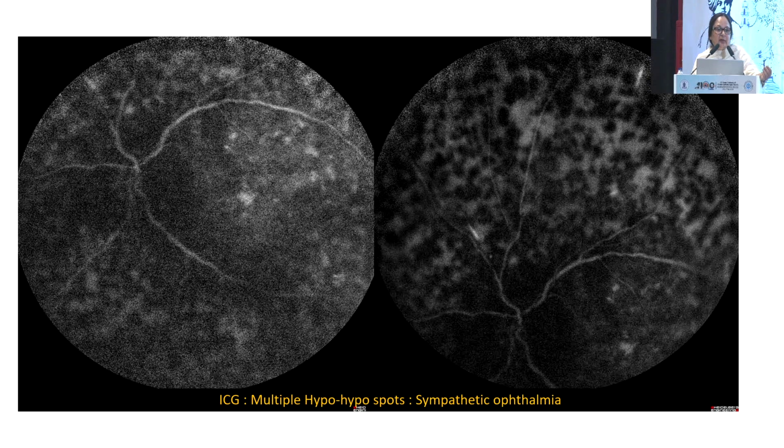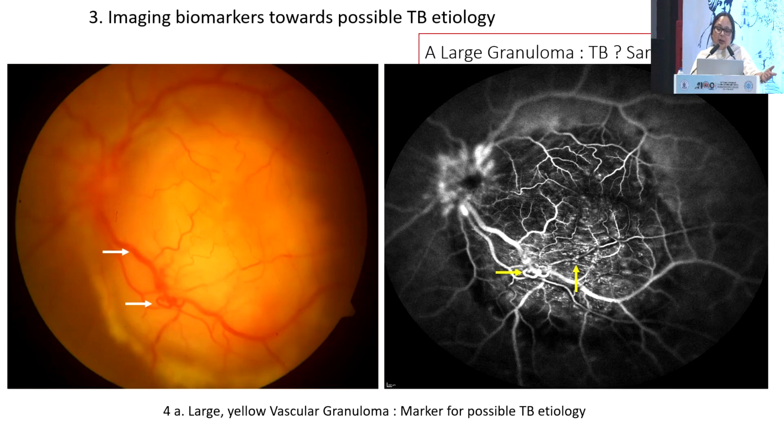You look at the ICG, these small choroidal granulomas studded in the stroma all over. Sympathetic ophthalmia is the diagnosis. You just look at it and you say, well, this is sympathetic ophthalmia. Imaging biomarkers, if you want to study OCT, is a very good image. And I mentioned previously TB.